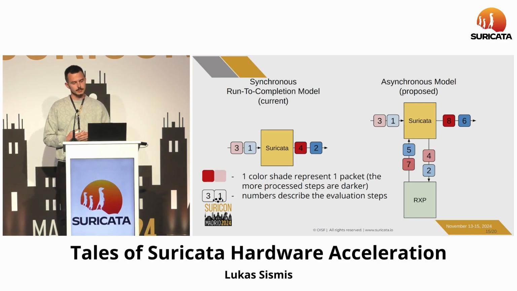In the first step, the blue packet is received. It's sent to RXP, or to the BlueField engine, for inspection. But while we wait for the results, we receive the second packet in the third step, and we also send it to the BlueField engine for inspection. Then we only collect the results from the inspection and finish the processing of packets.